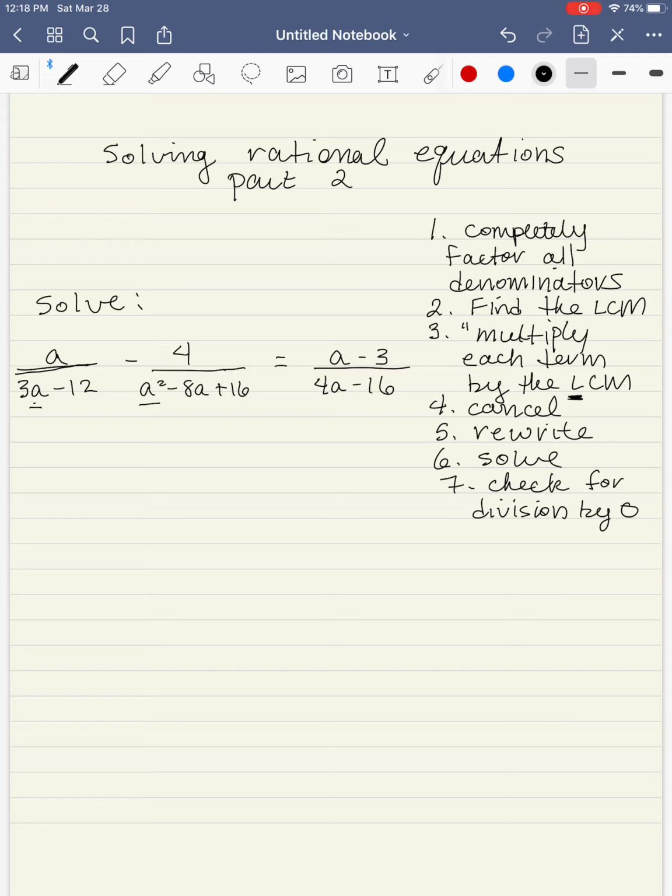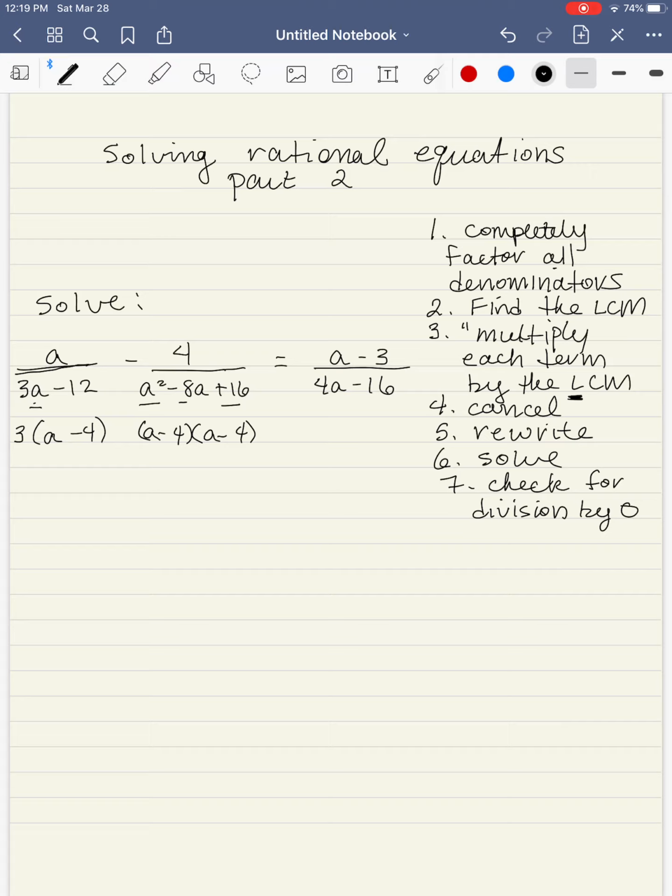On this first term, we have 3a and 12. Those have a common 3, so I can factor out a 3. On the middle one, I have a squared, so I can factor that: a times a. Because there's no number in front of the a squared, I can think of two numbers that multiply to give me 16 and add to give me negative 8. Because the product is positive and the sum is negative, they both have to be negative. And I see that my two numbers are negative 4 and negative 4 again.